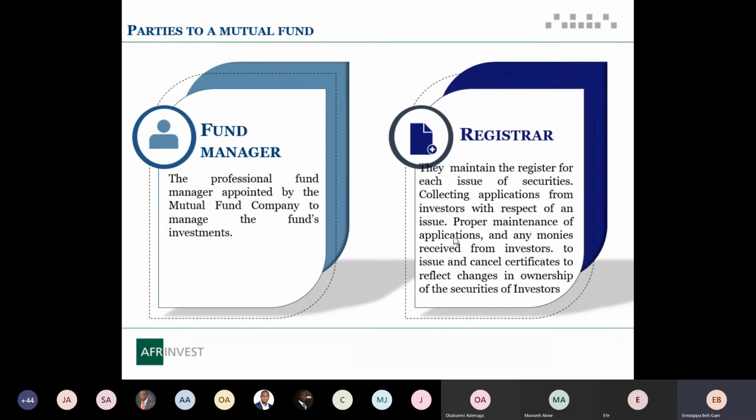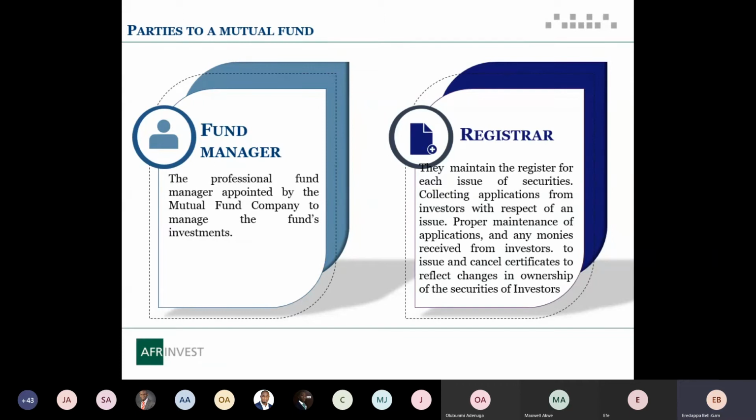So the registrars, they basically hold records. They keep records of the investors. They keep records of unit holdings that belong to each investor. They also issue certificates, and they can cancel certificates depending. They are basically the record keepers to make sure that you are who you say you are.